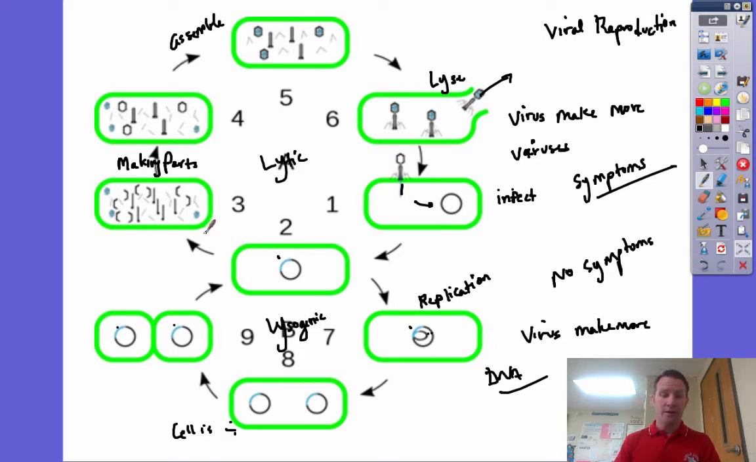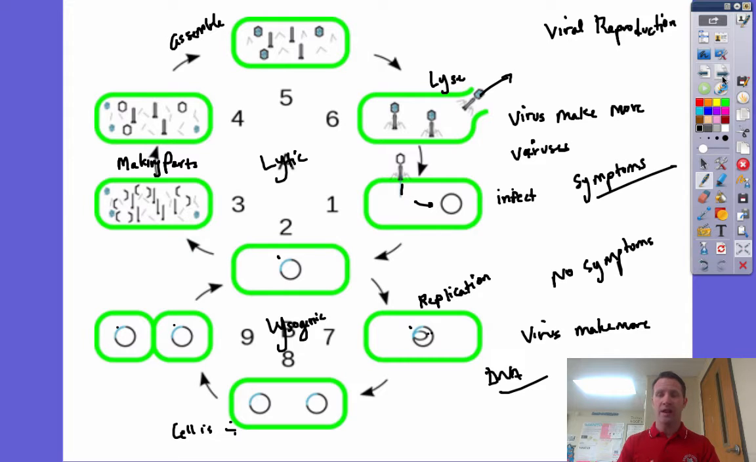And if your resources get good enough to support this, then they'll switch over and go lytic, and if not, you'll continue to just do lysogenic, and you'll be fine. Okay, so this is about resources, really. If you have low resources, you'll do this. If you have good resources, it'll switch over and it'll do the lytic cycle. Okay?